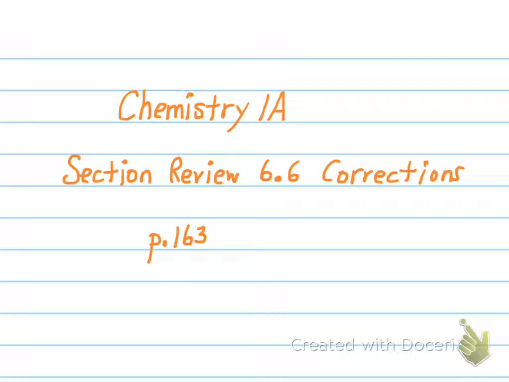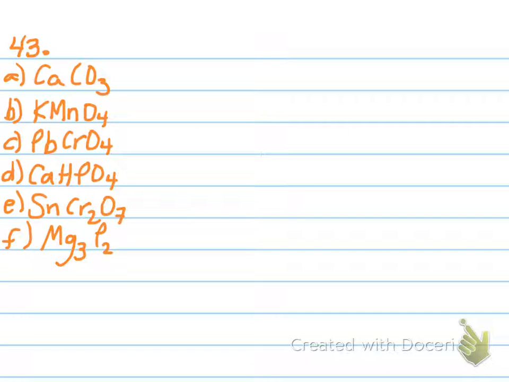All right, chemistry students, here are your corrections for section review 6.6 on page 163 in your textbook. 43 says, name these compounds. So you might choose to use your flow chart that you made.